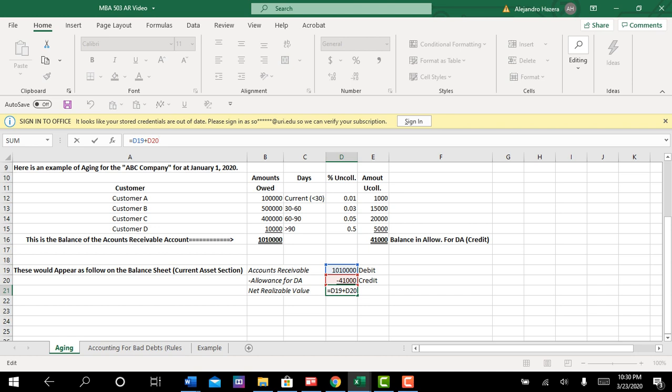That gets you your net realizable value. Now think of the words. This is the amount that you believe that you will realize from collecting your accounts after deducting the amount that will not be collected. It's the net amount of accounts that are realized. Okay, so that's an aging right there.